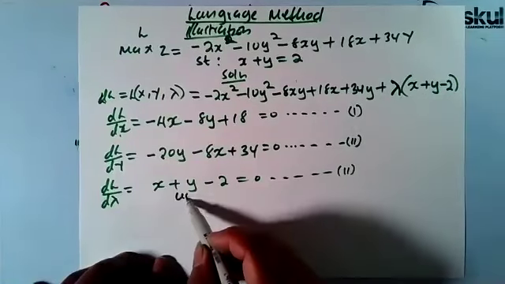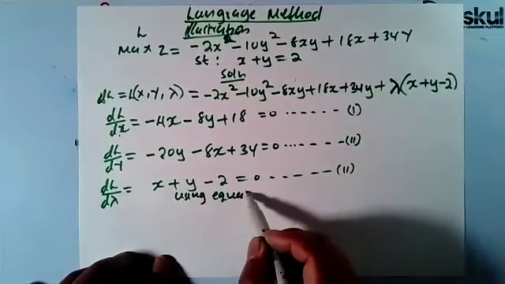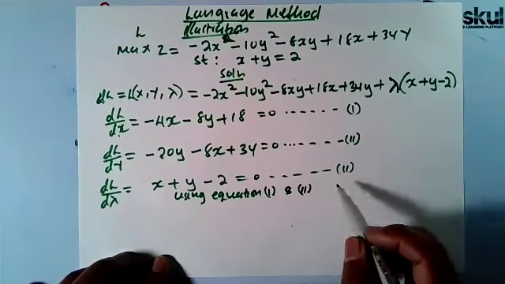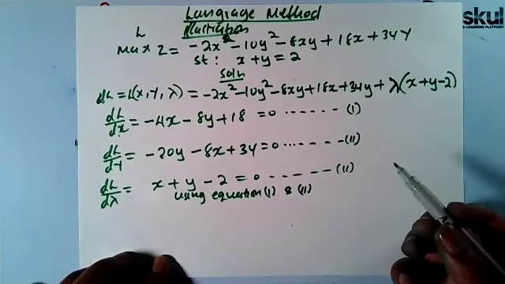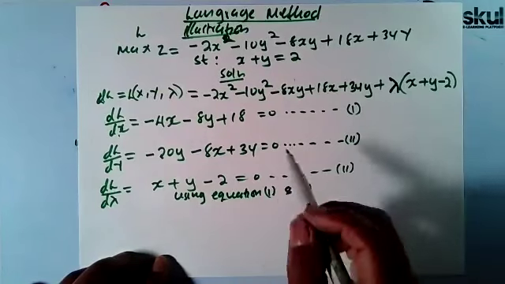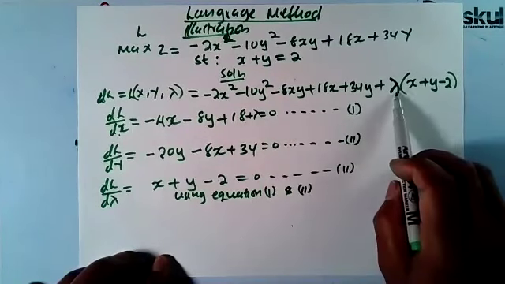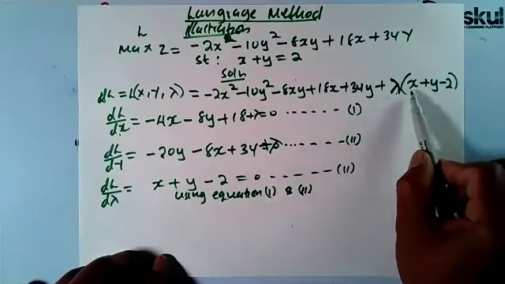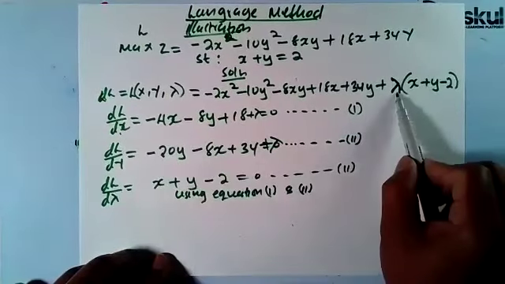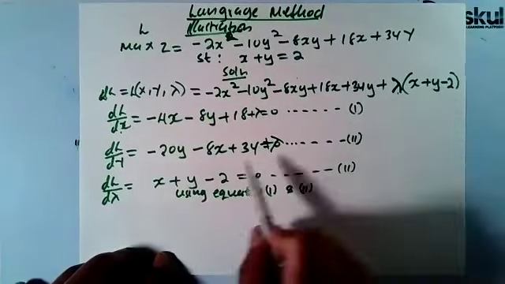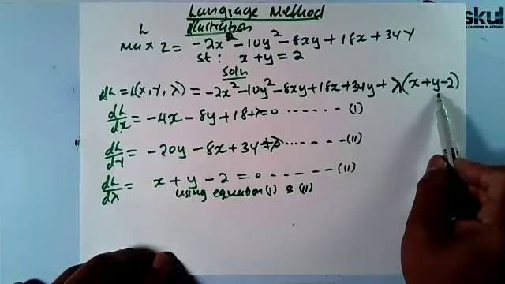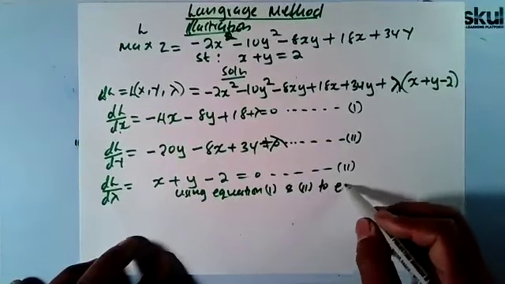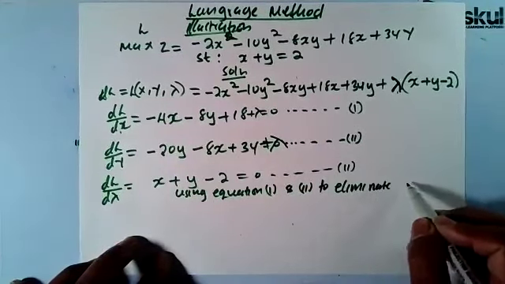Now from there, using equation 1 and equation 2 to eliminate lambda. This one was supposed to have plus lambda here, because if you differentiate this, here we had x. If you differentiate x, you remain with lambda, and if you differentiate in respect of y, you'll also remain with this. So here you add that. Using equation 1 and 2 to eliminate lambda.